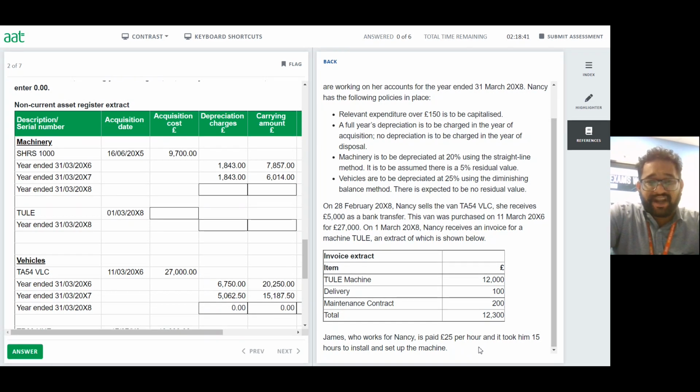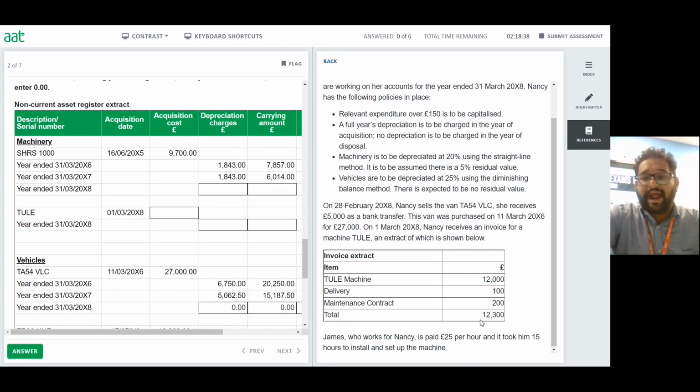So that 375 pounds has to be added to the cost of the machine plus the delivery charge. So that is going to be 12,100 added together, which gives me a total value of 12,475 pounds as a capitalized figure. Because here, this initial setup is very important, because if this machine is not being set up by James, we cannot be using that. So therefore, we have to think about it as all of this has to be capitalized.